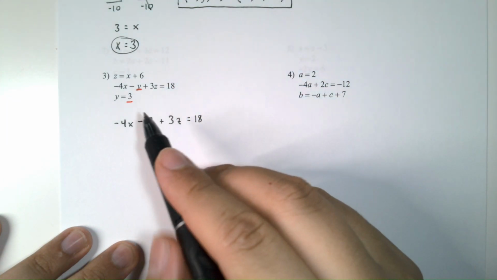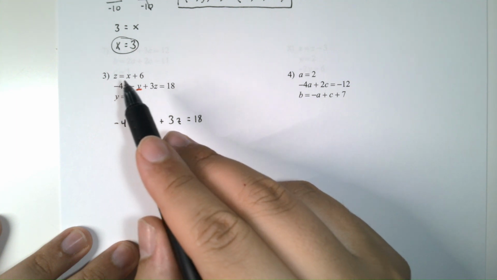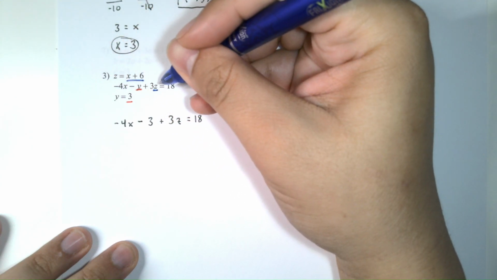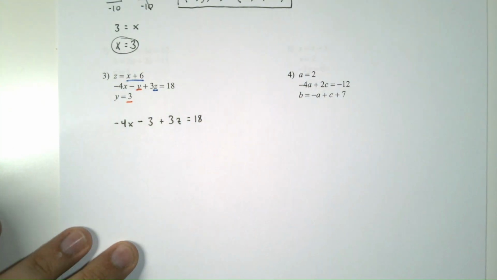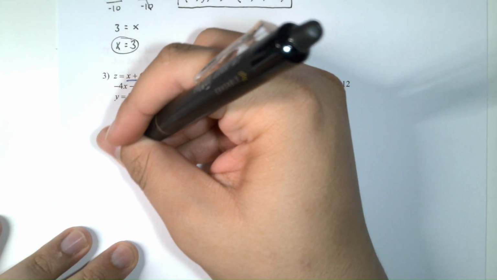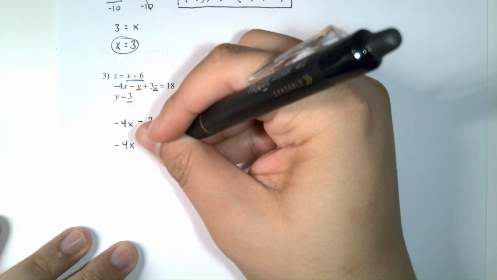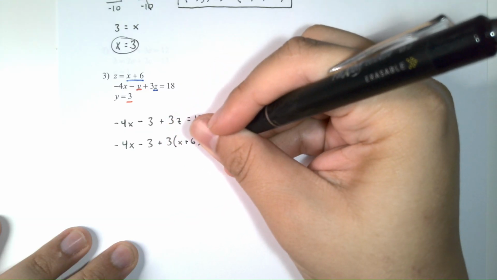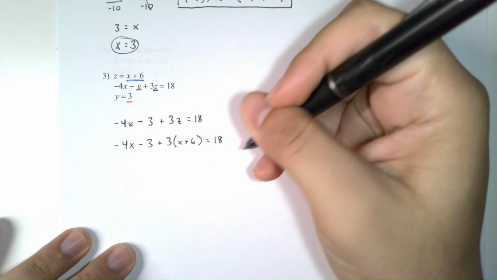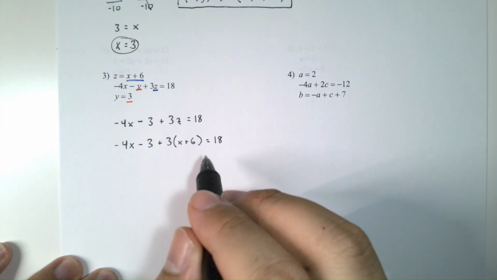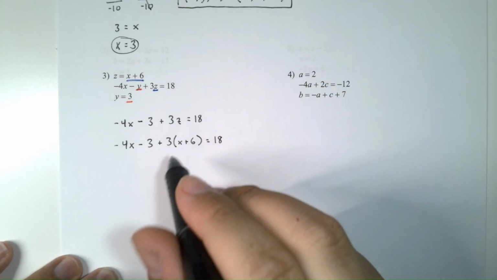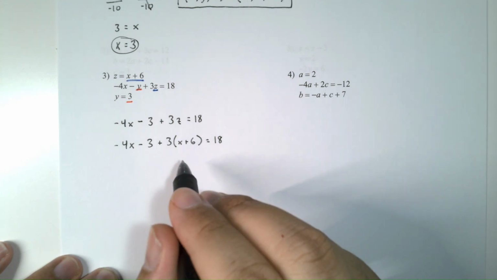But what I also want to do is replace z, which I also know to be equal to x plus 3, and I'm going to replace z right there next to the 3. If we do that, this becomes negative 4x minus 3 plus 3 times z, which is x plus 6, is equal to 18. Now we have an equation entirely in terms of x, and we can simplify, combine like terms, distribute, and actually solve for x.